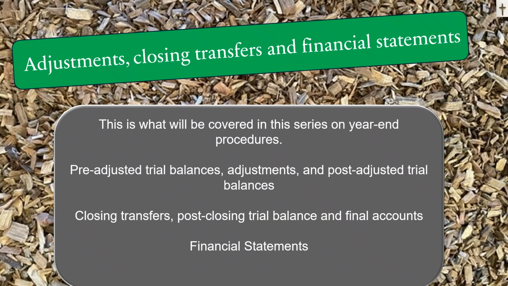And then after we've done the adjustments, you might be required to draw up a post-adjusted trial balance. Post means after. We'll look at closing transfers, and after the closing transfers, we do something called a post-closing trial balance. See, that's a post-adjusted, after adjustments. This is a post-closing trial balance. So a post-closing trial balance is done after closing transfers, and a post-adjusted trial balance is done after adjustments.